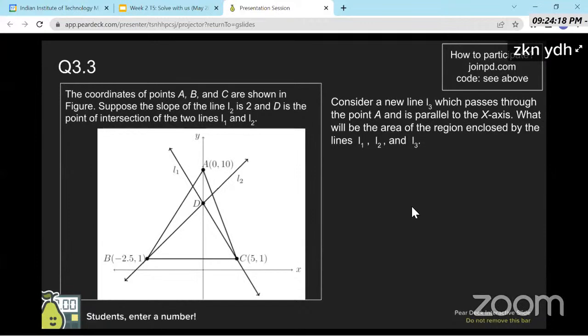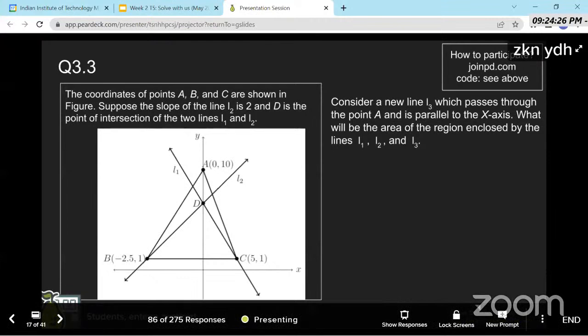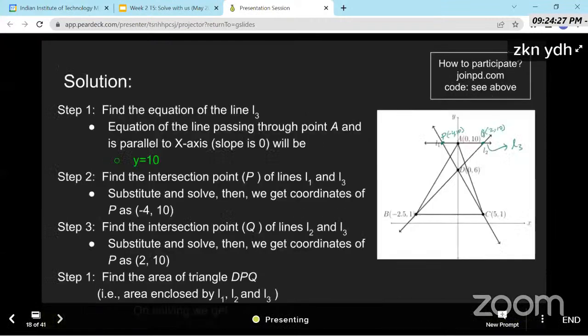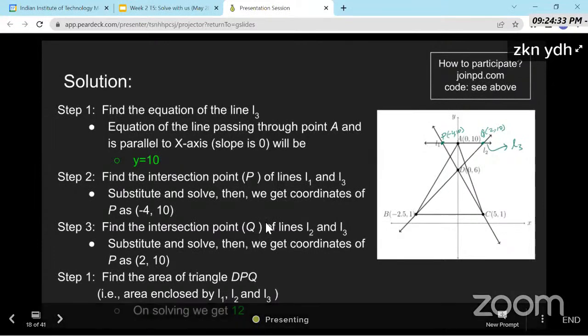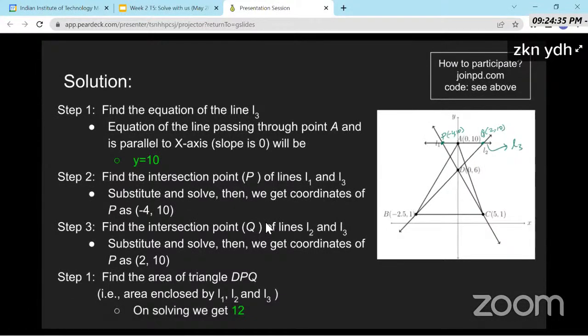Now all you have to do is substitute this in the other two equations, right? So what do you get? One gives x equal to 6, so the point is 6, 10, and the other gives x equal to 4, so the point is minus 4, 10. Yes, I'm just trying to say that.